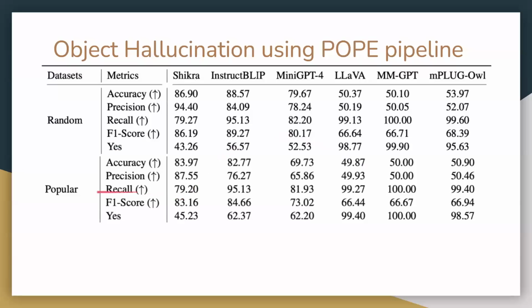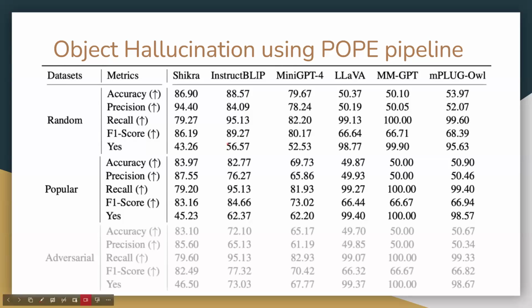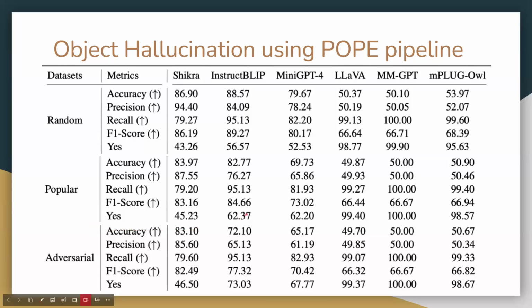This becomes more relevant when we move on to the popular setting, where the questions are now intentionally trying to abuse models that seek to find patterns instead of actually using the image content. Here you can see that Shikra is now outperforming InstructBLIP and all the rest of the models, and its yes percentage has not increased by nearly as much as the others. And now moving on to the adversarial setting, you can see InstructBLIP compared to the random setting, its performance has dropped significantly, while Shikra still maintains quality performance.